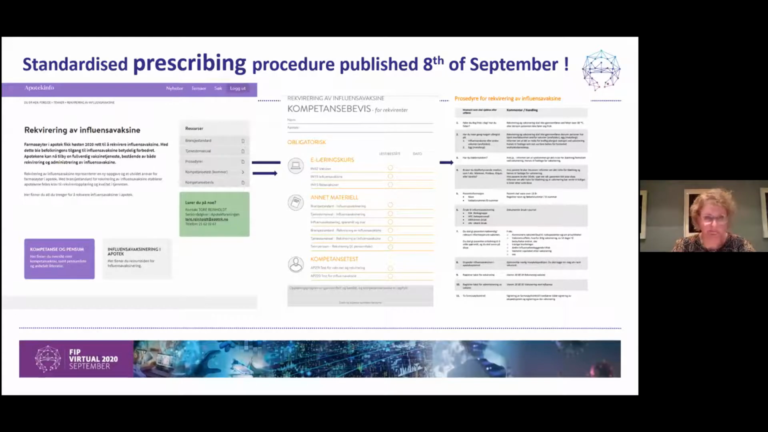These days, people are working hard out in the pharmacies to be authorized to prescribe the vaccine, and there is a lot of activities also to train more people to be able to administer the vaccine. So this is the prescribing part, which is now in place.